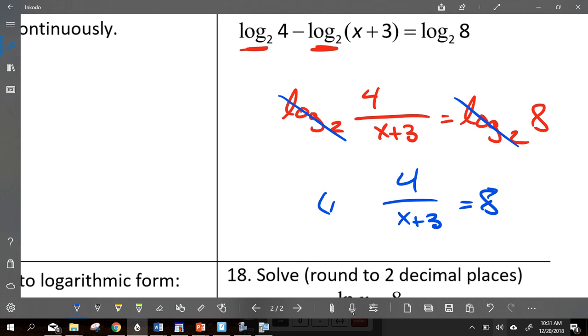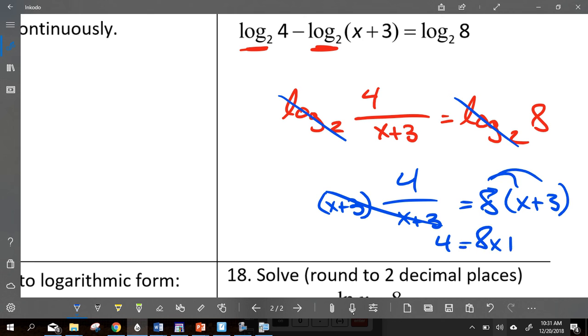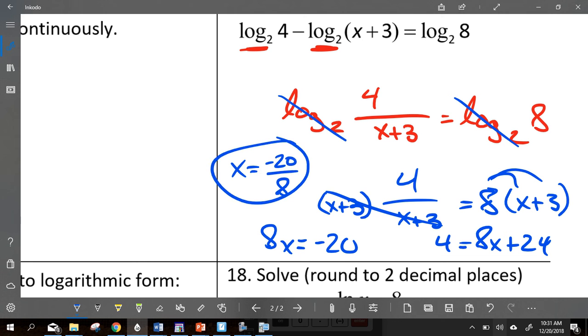I'll multiply both sides by x plus 3. And then it's just a solving problem. 4 equals, I can distribute here, 8x plus 24. Subtract 24, 8x is equal to negative 20. Divide by 8, x is equal to negative 20 divided by 8. Just solving there once we condensed it.